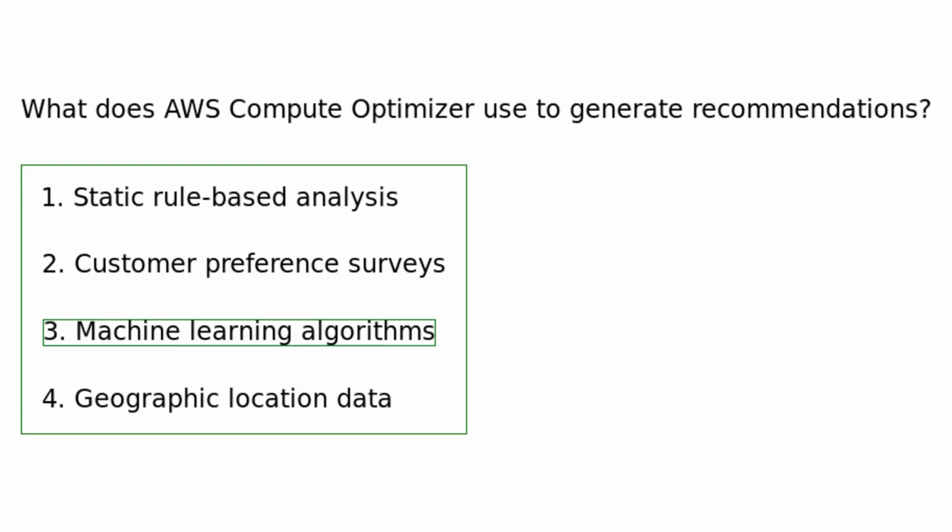AWS Compute Optimizer uses machine learning algorithms to analyze resource utilization patterns and generate recommendations for optimal configurations.